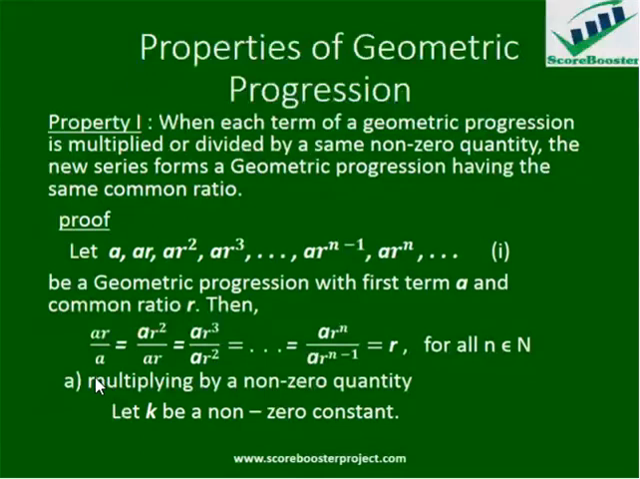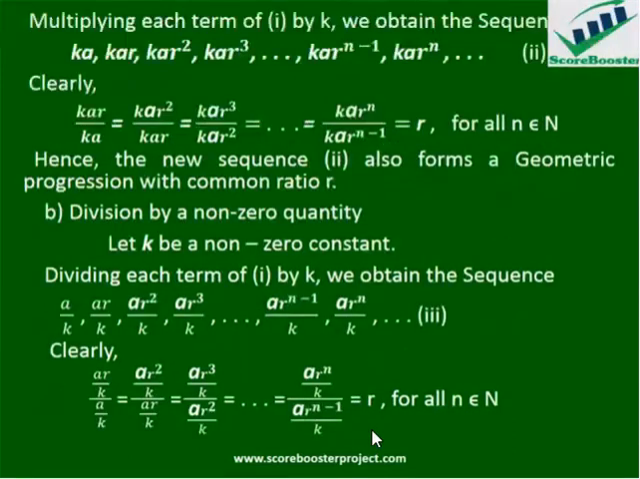So now we move to the first part of the proof, that is, multiplying by a non-zero quantity. Let k be a non-zero quantity, a non-zero constant, that is, it is not equal to 0 and it is a constant. So multiplying each term of 1 by k, we obtain the sequence ka, kar, kar squared, kar cubed, up to kar raised to the power n, and so on. And that is tagged as the second equation.